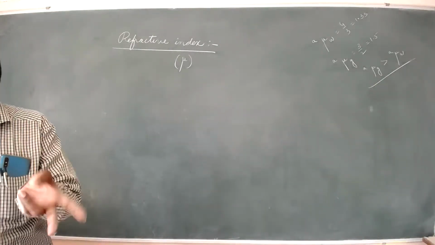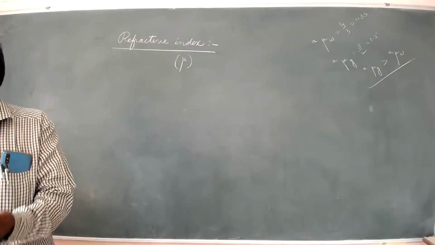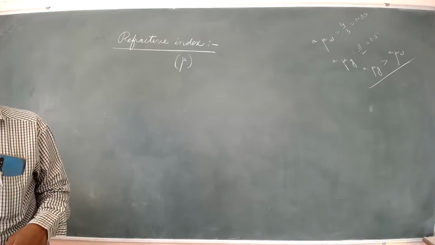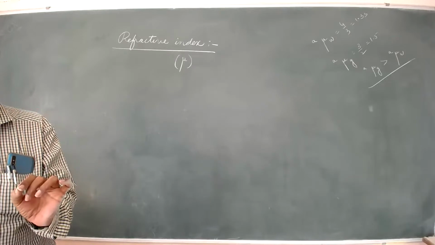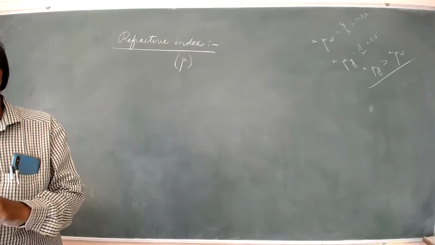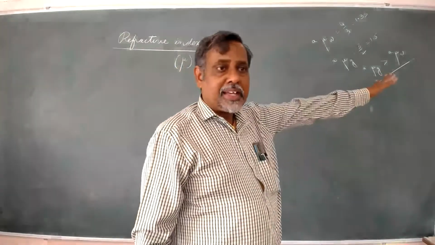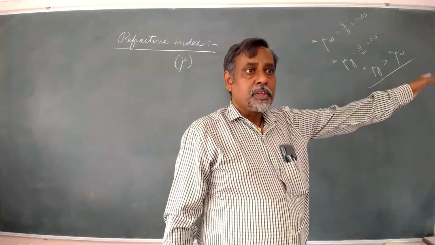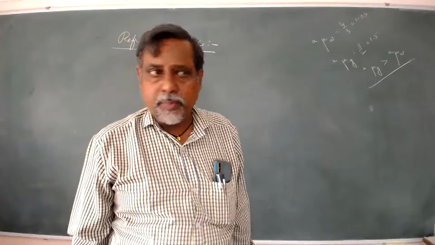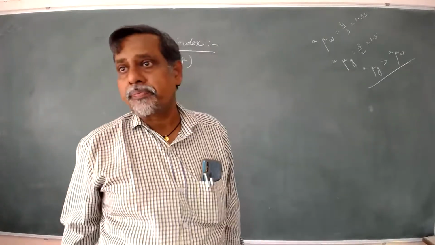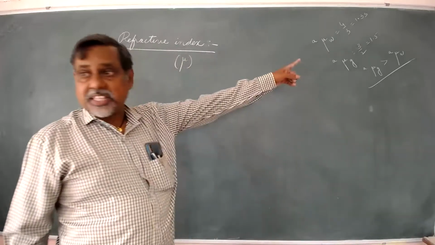When you compare these two media, glass and water, usually the density of glass is more than the density of water. That means if you send a light ray with equal angles of incidence into water and into glass, in which medium will the bending be more? Through glass, bending will be more. Through water, bending will be less, because water is less dense.